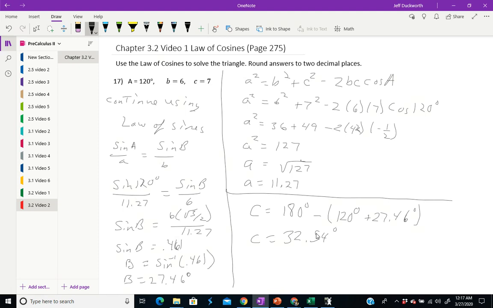So I've done an example where we had all three sides in video one. And in this video, now you've done one with a side-angle-side. So those are the two possibilities that you could have using the law of cosines.